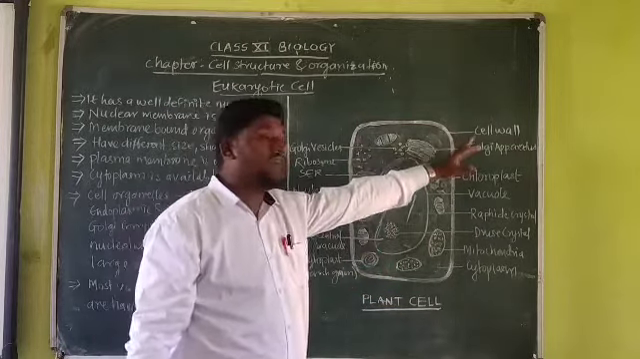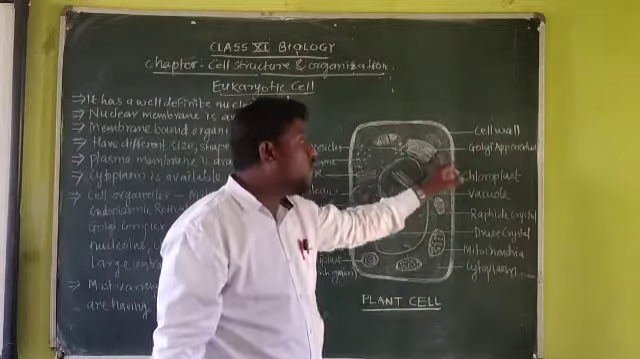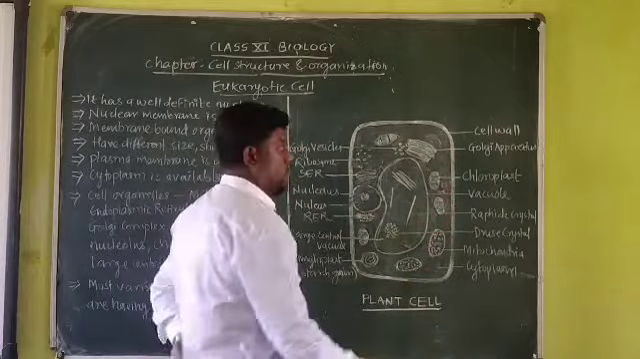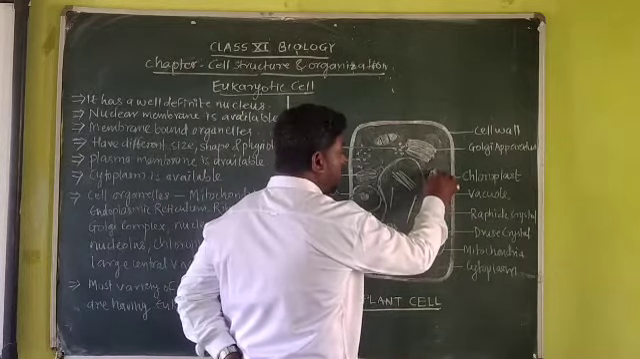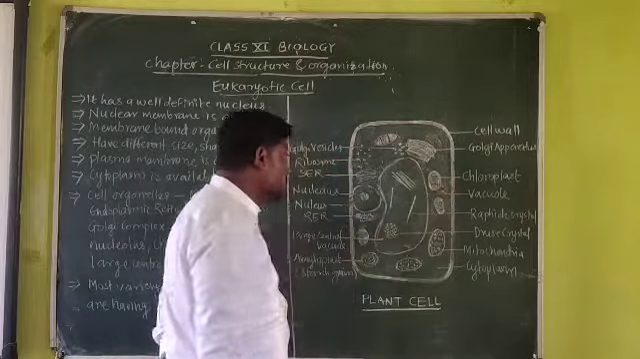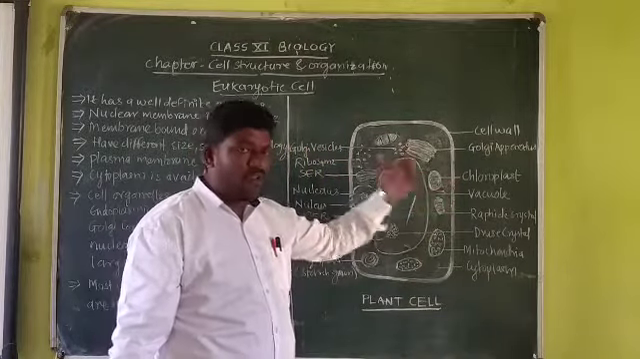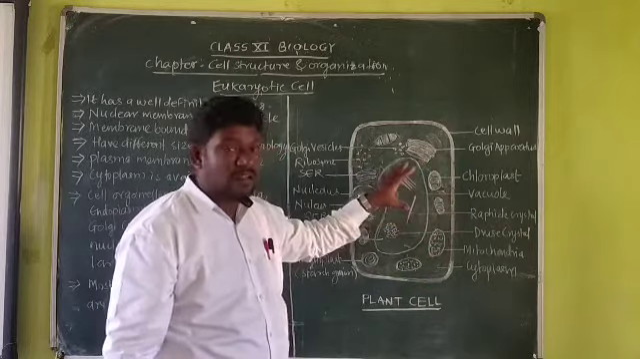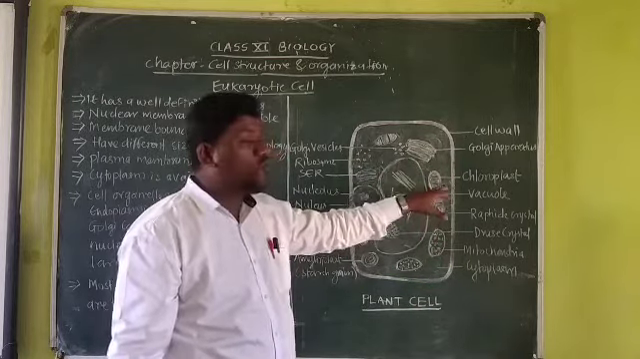Okay, so cell wall is the outermost layer. After that, there is a Golgi apparatus. After that, chloroplast. Chloroplast, what is the function in photosynthesis? The most important function of chloroplast, we will discuss all that in a descriptive method. You just have to remember the organelles. Okay, it is a chloroplast.